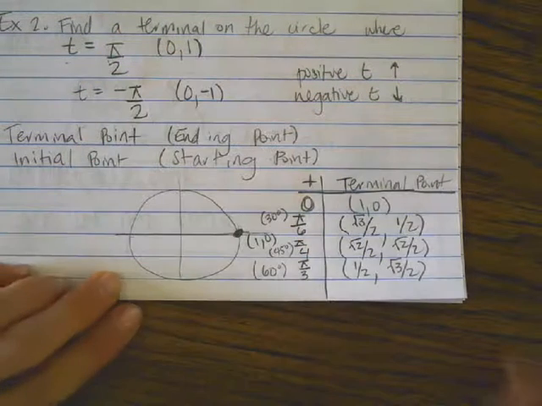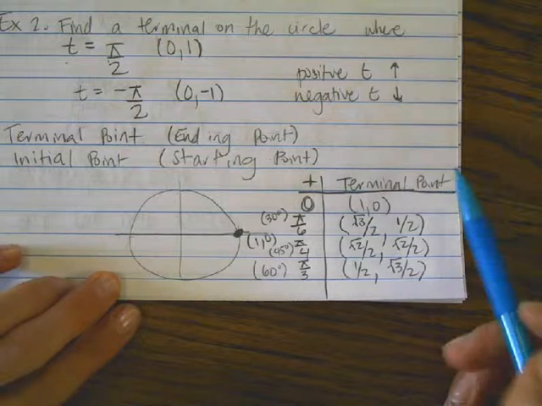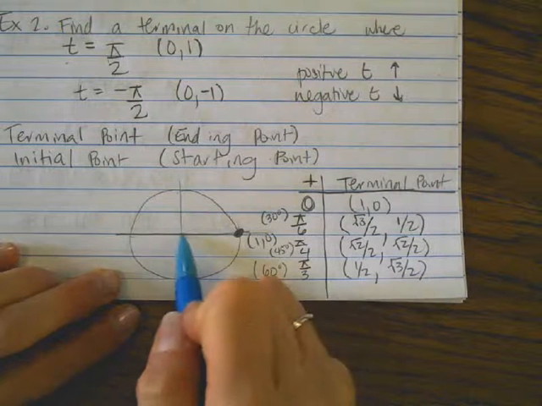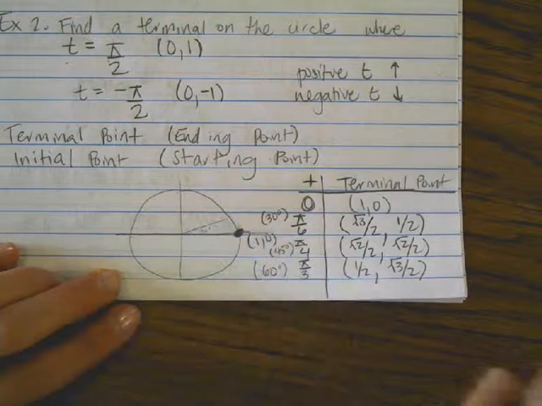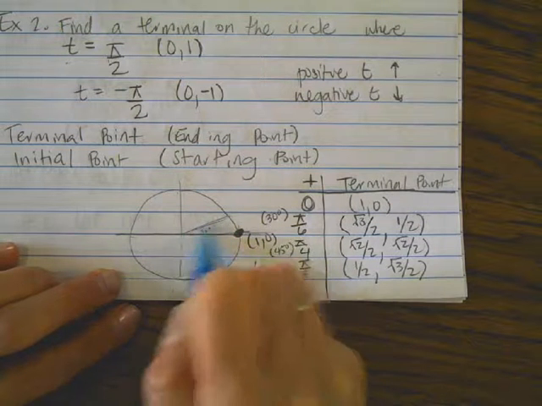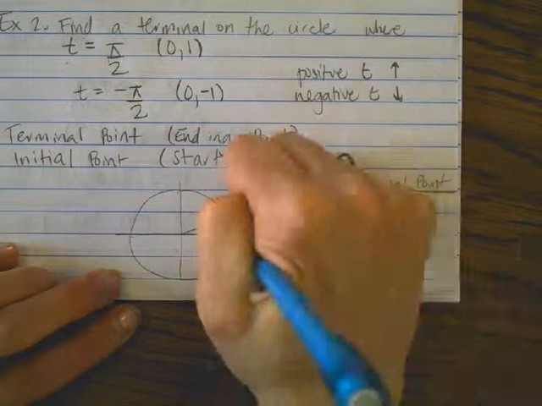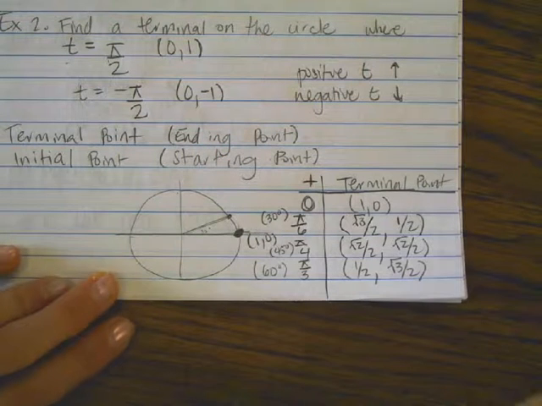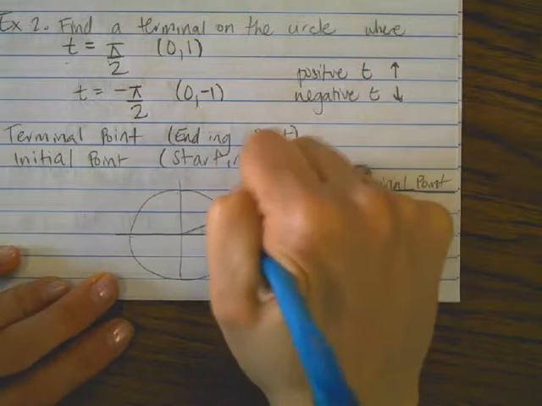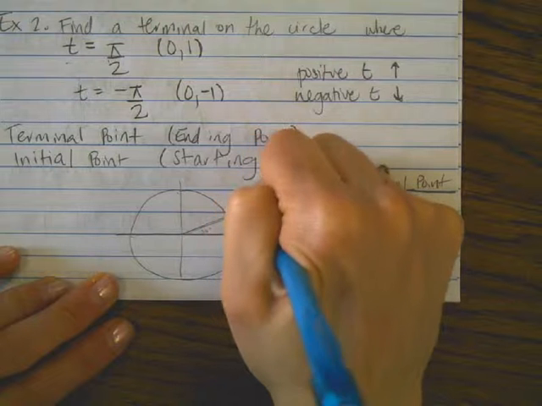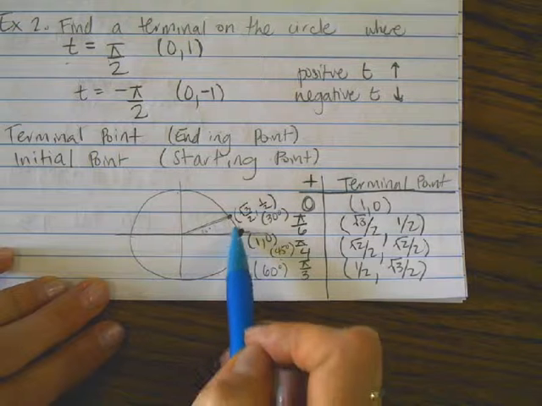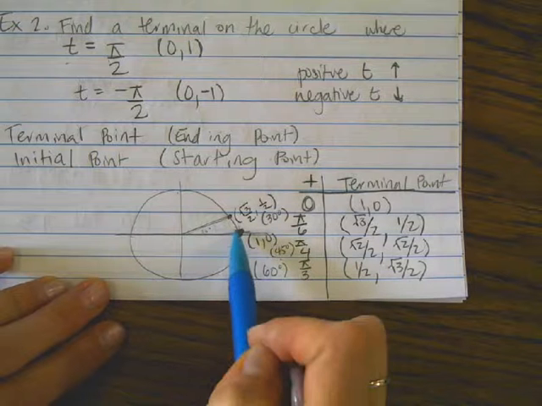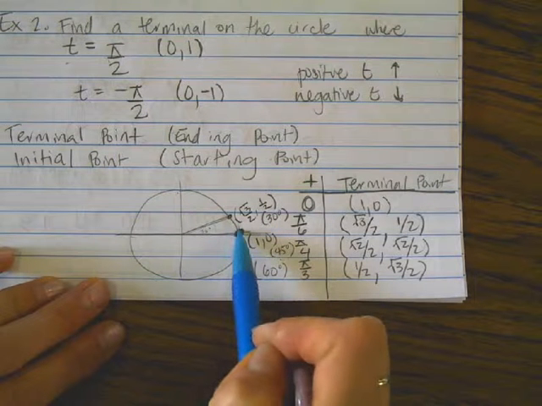So, what does this mean? How do they get this number? If I took 30 degrees from here, let's say this is 30 degrees, so it's pi over 6. This point here is square root of 3 over 2, 1/2. T stands for how far on the outside of the circle did you go. So this is pi over 6 units.